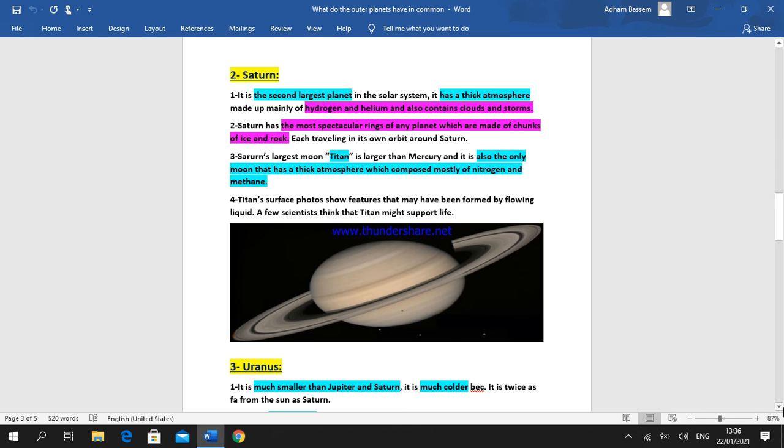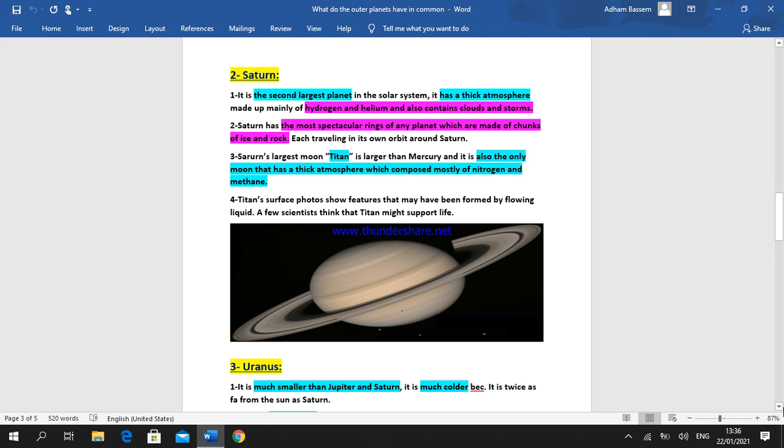Again, Saturn, the second largest planet in the solar system, has a thick atmosphere consisting of hydrogen and helium, and its atmosphere also contains clouds and storms. Saturn is characterized by distinguished rings, made of chunks of ice and rocks, traveling around Saturn in their own orbits. Saturn has many moons, and the largest one is called Titan.